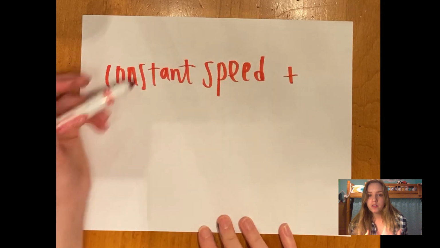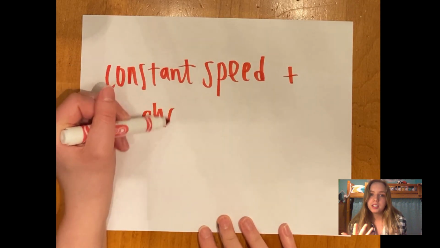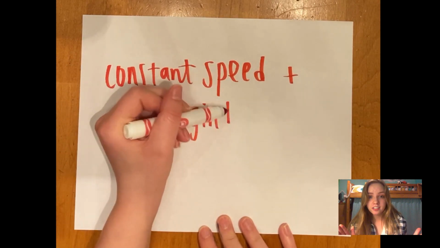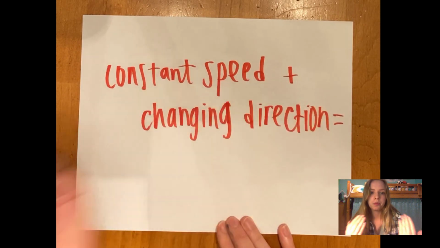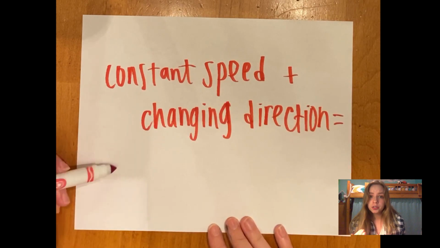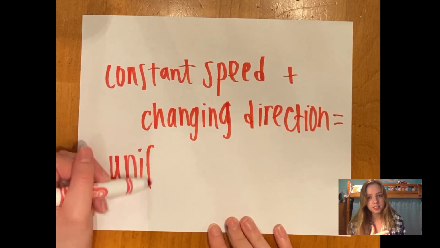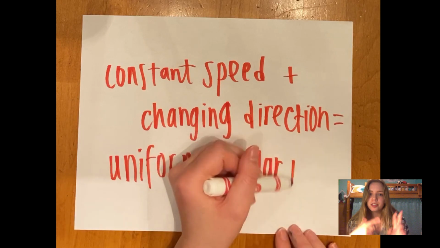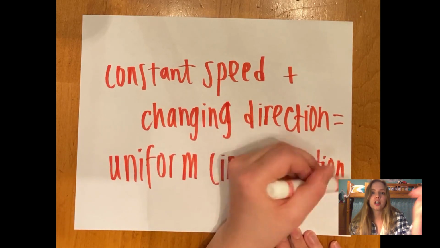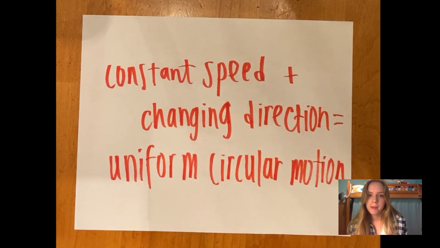And if there's no work being done, the speed of the particle cannot change, which sets up the perfect situation for circular motion. Circular motion is the result of constant speed with change in direction, which is exactly what we see when a charged particle is pulled into a magnetic field.